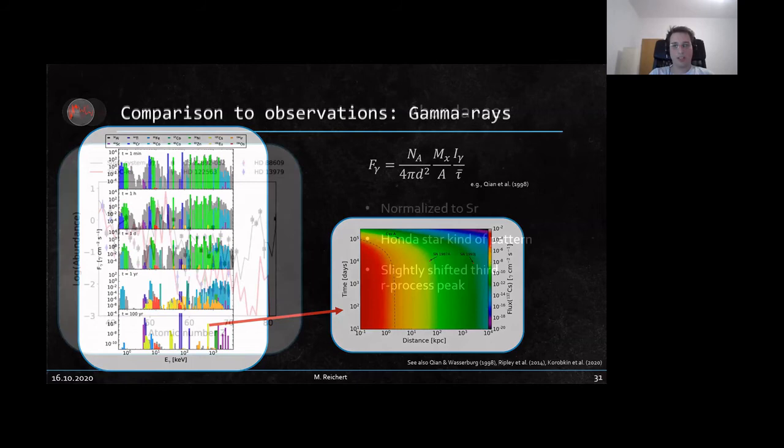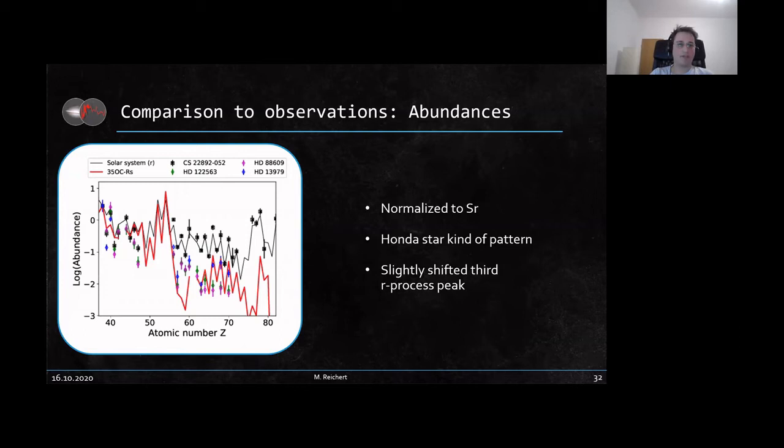You can also compare two stars. So here we have the Sneden star, for example, that shows a very robust R process pattern. Then we have the solar system R process abundances, here shown as a black line. And we have a couple of other stars, so-called Honda stars, that show a decreasing pattern with increasing atomic number. So now we put our model with strong magnetic field in, and we normalize it to strontium here. And we can see that this model shows more of this decreasing pattern that you observe in Honda stars rather than in the Sneden star and other metal poor stars.